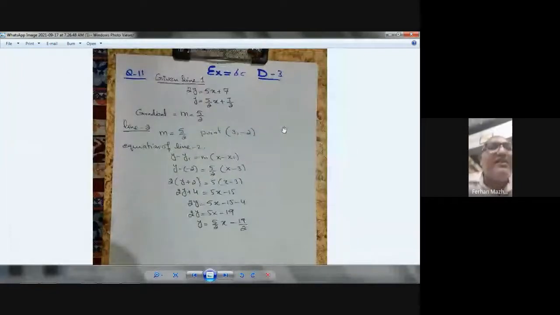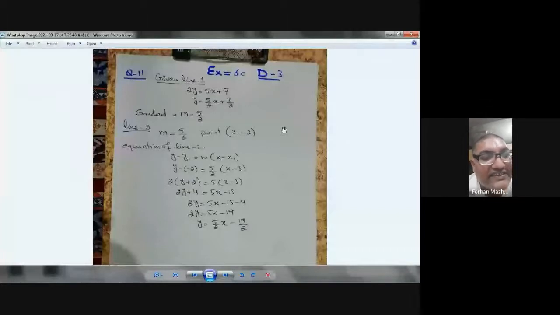He says, find the equation of the straight line passing through the point 3 comma minus 2 and having the same gradient as the line 2y equals 5x plus 7. Listen carefully to the question again. Find the equation of the straight line passing through the point 3 comma minus 2 and having the same gradient as the line 2y equals 5x plus 7.